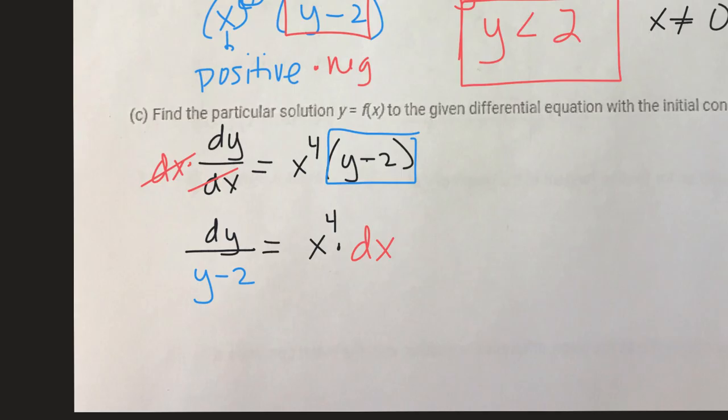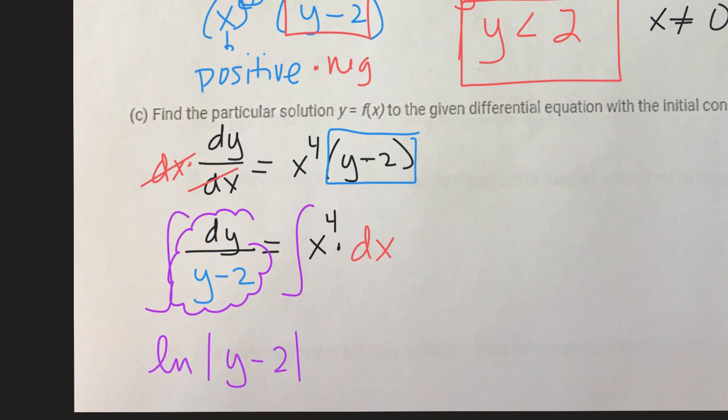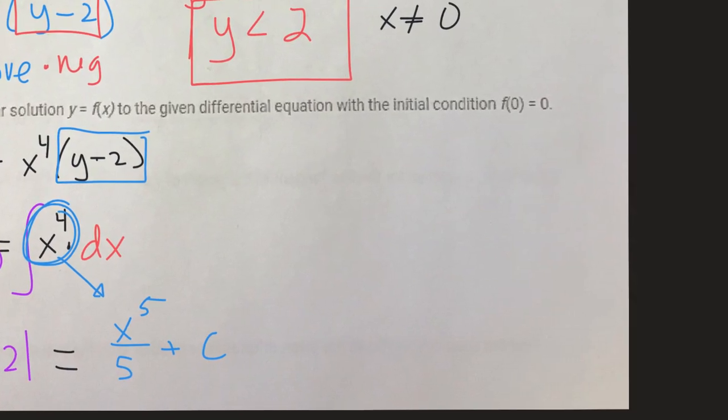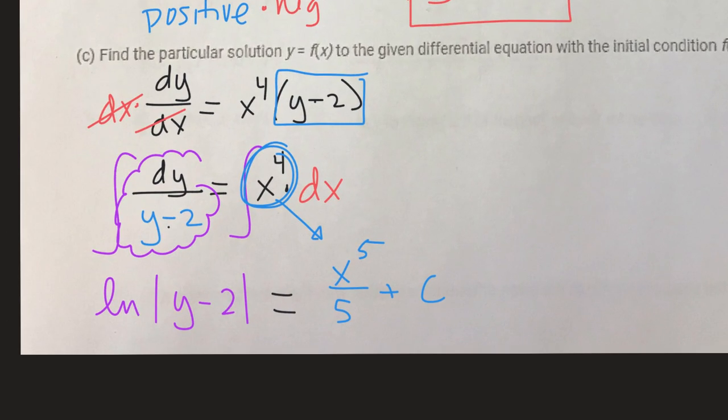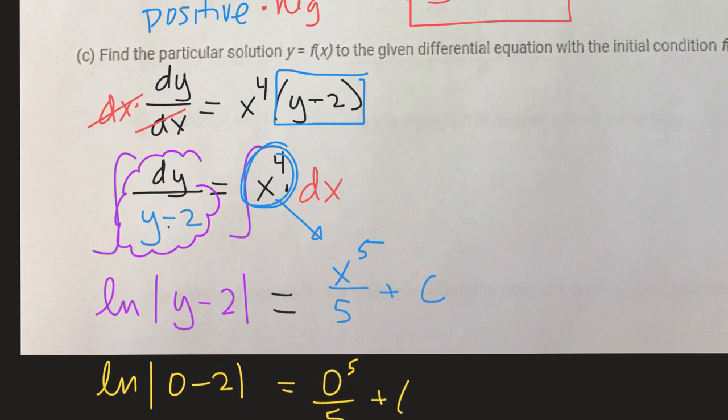Now let's take the antiderivative of both sides. Hopefully you recognize this as being a natural log antiderivative. Anytime we have a linear equation, especially with a 1 as its coefficient, this is going to be a natural log type of antiderivative. And on the right side, this becomes x to the 5th over 5 plus c, the antiderivative of x to the 4th. Now we have an initial condition, f of 0 equals 0. So that's the natural log of 0 minus 2 equals 0 to the 5th over 5 plus c.